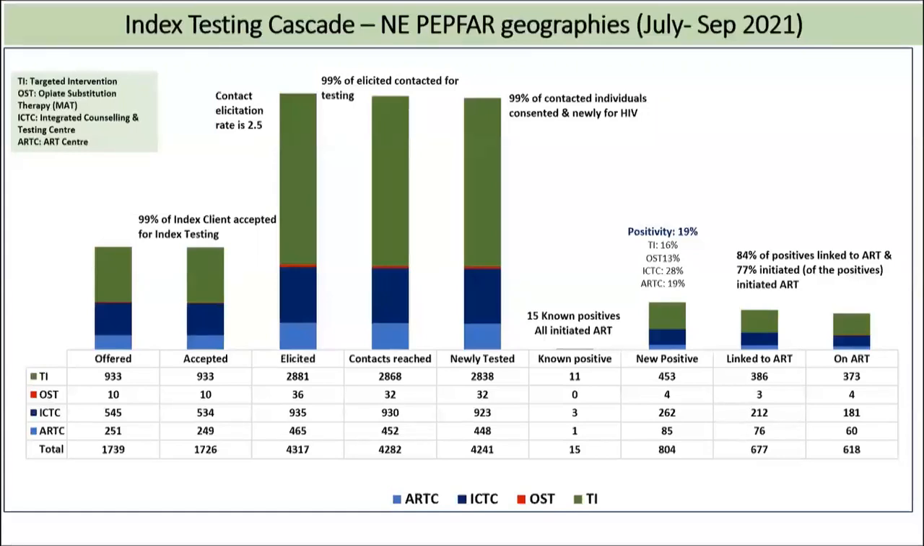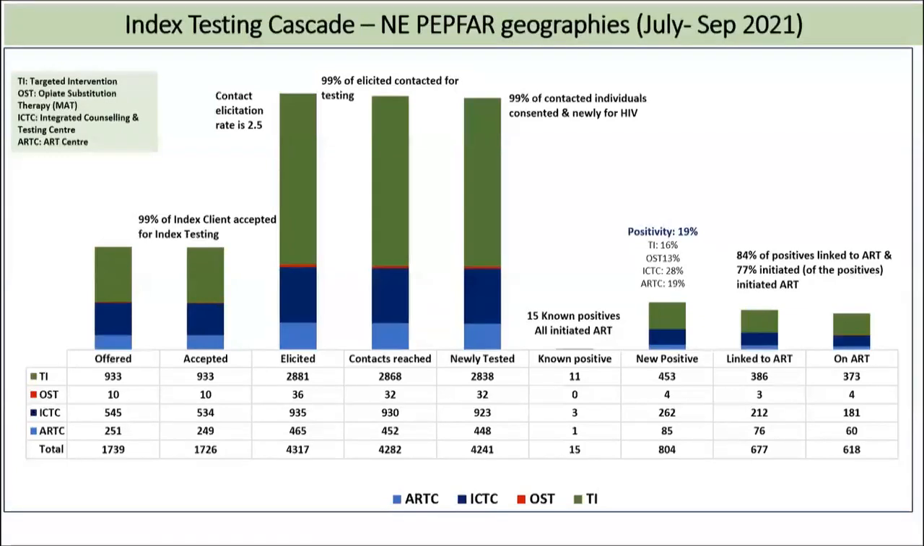In this slide, you will appreciate the 19% positivity from the new partner testing offered at different facilities in these Northeast geographies during this particular 3-month period. But this 19% was equally at the ART center as well, not only at ICTC. ICTC was 28%, but at the ART center also we got 19% positivity, at TI 16% positivity, at OST center 13%.